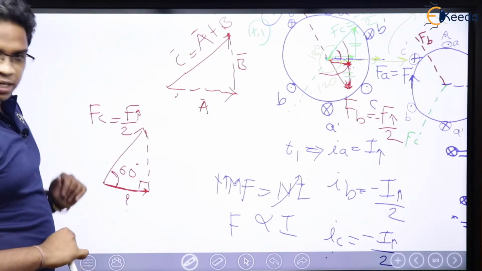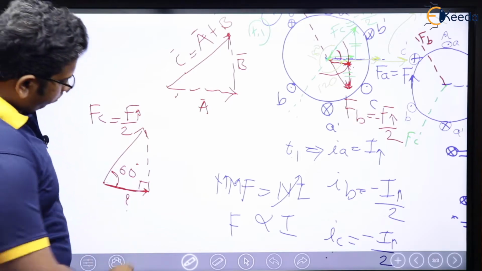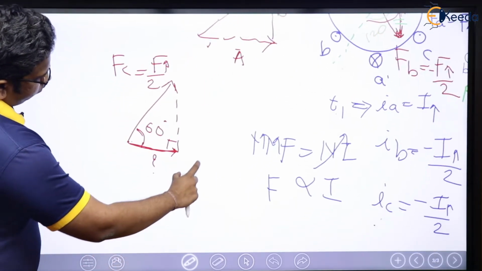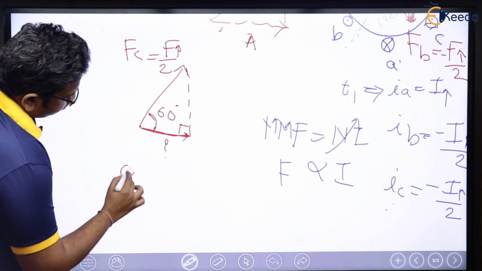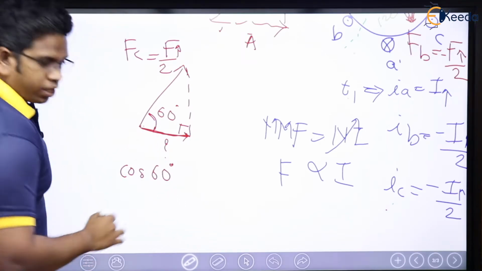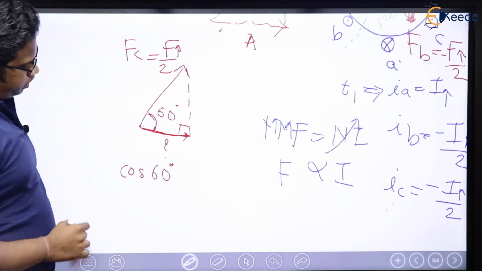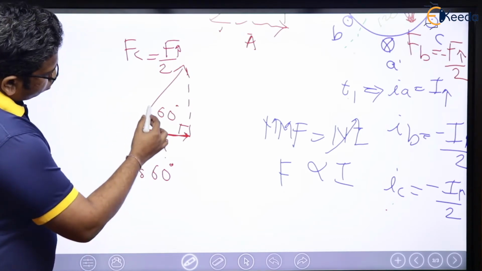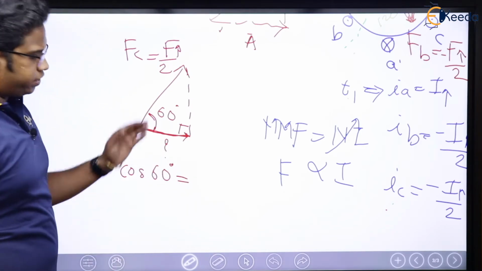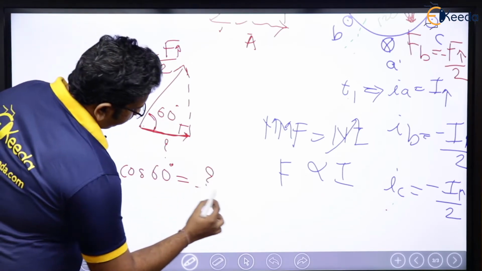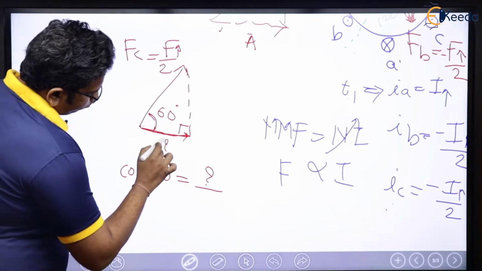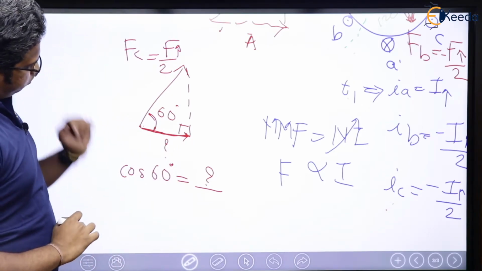Is it adjacent side? So let me have cos of 60 degrees. See here, very simple. Don't worry. If I think of cos of 60 degrees, what will it be? Cos theta is what? Adjacent upon hypotenuse. Adjacent is this question mark divided by hypotenuse. So what is hypotenuse?